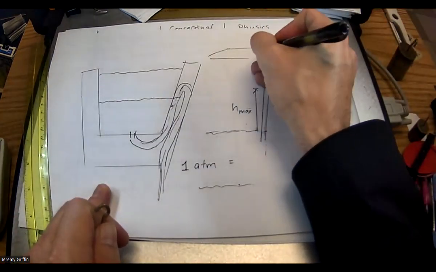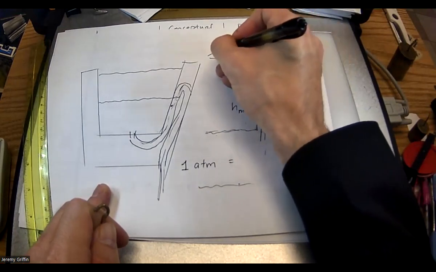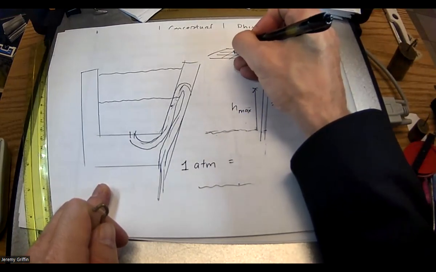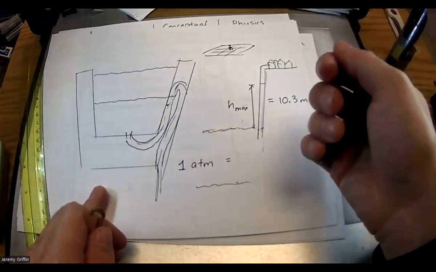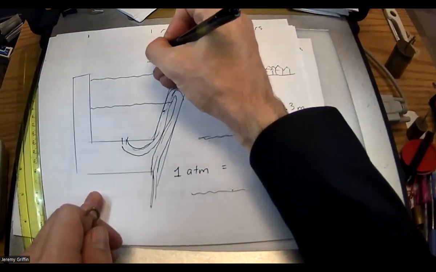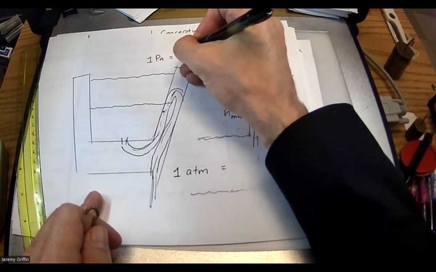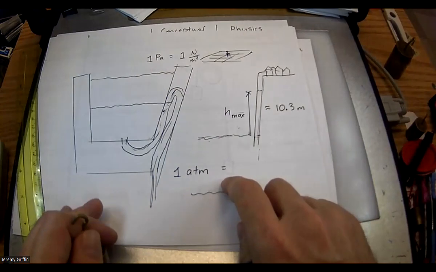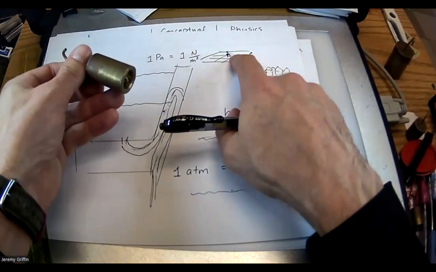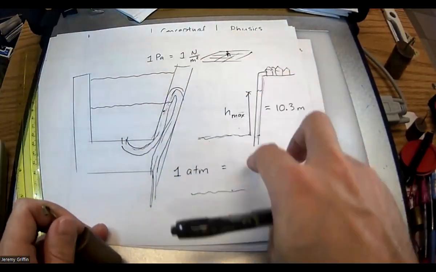Here's that square meter. Here's this little lab weight sitting right here in the middle. It's 1 Newton down on 1 square meter. That could be 1 Pascal, right? 1 Pascal is 1 Newton per square meter. Now, what is 1 atmosphere? How many of these pascals is 1 atmosphere?